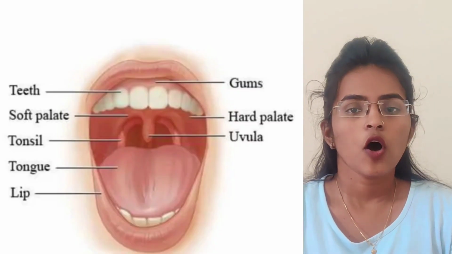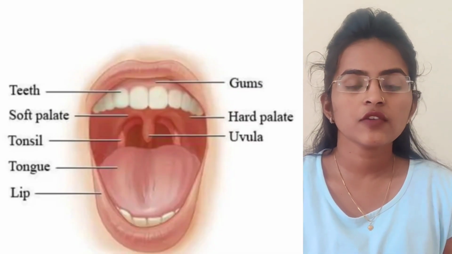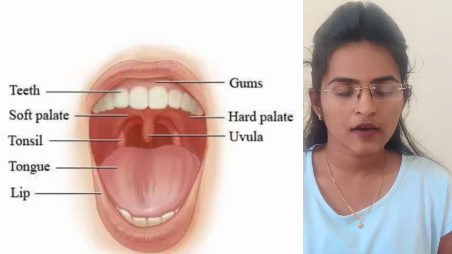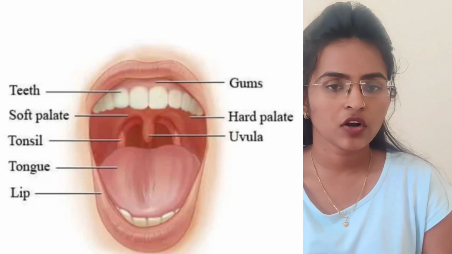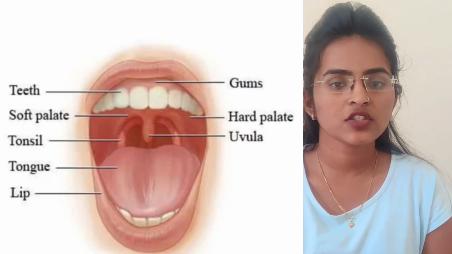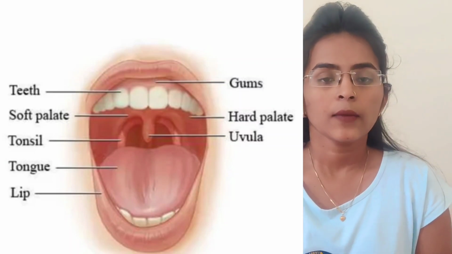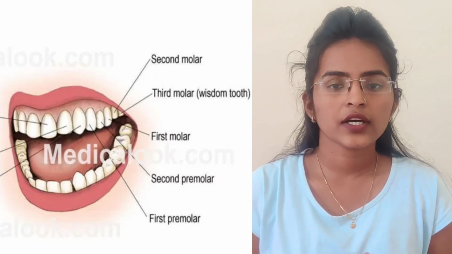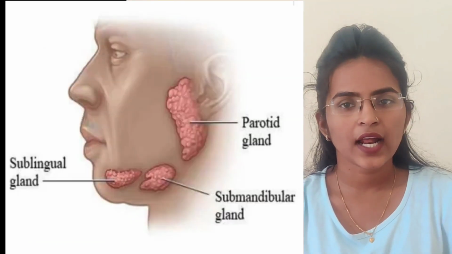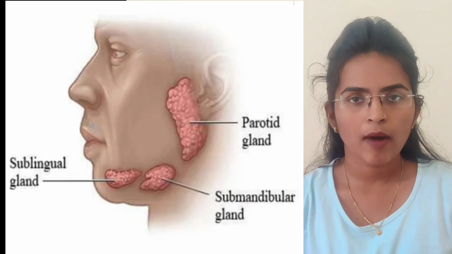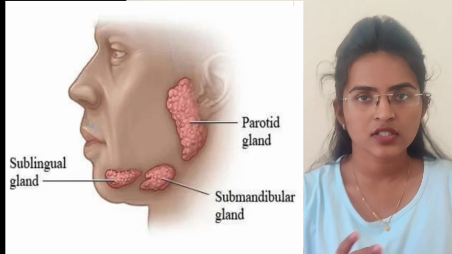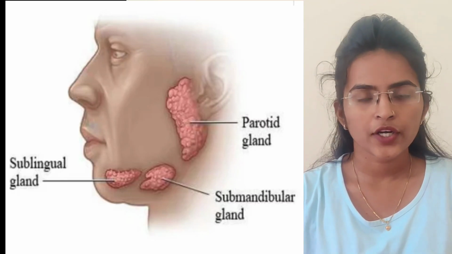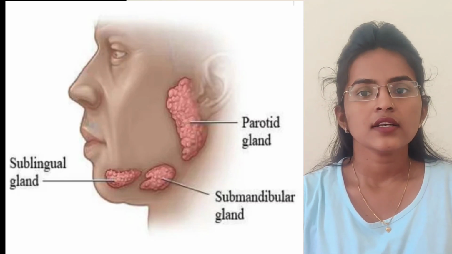In the mouth, first of all, the mouth is the first portion of the alimentary canal to receive food and produce saliva. This is the structure of the mouth, and it consists of teeth, salivary glands and tongue. Teeth crush or grind your food, and salivary glands produce saliva in your mouth. There are 3 major salivary glands: parotid gland, sublingual gland and submandibular gland.